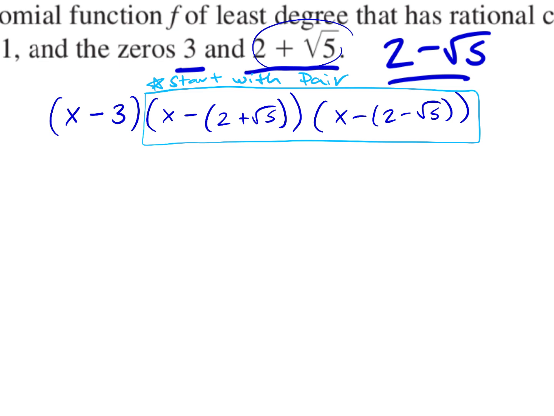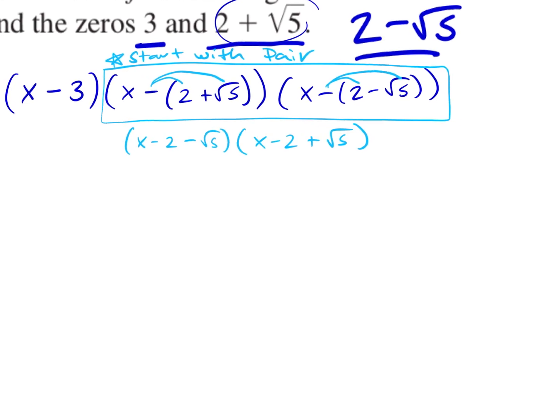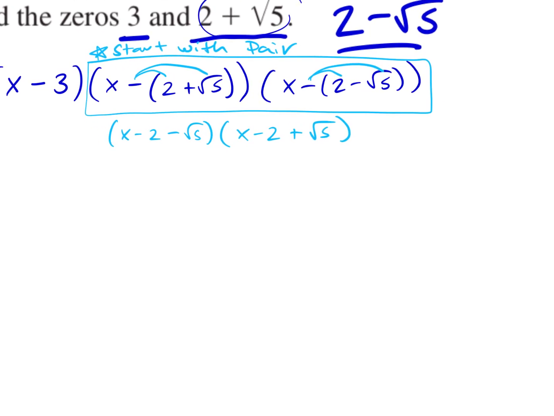So first thing I want to do to simplify this is distribute the negative. So I have x minus 2 minus square root 5 and x minus 2 plus square root 5. Now we're going to FOIL. There's actually a shortcut to multiplying this out. I'm going to FOIL it out first and then I'll do the shortcut, and you can just decide which one you like better. So let's FOIL.